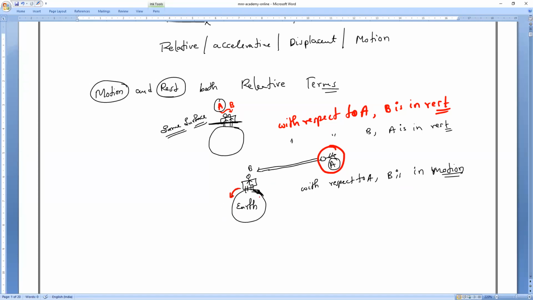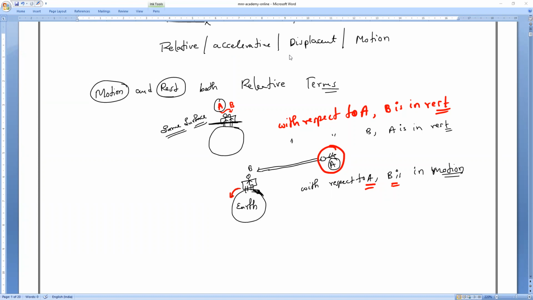So that is why, by that time, I can say with respect to A, B is in a state of motion. Everybody, motion. State of motion. Clear or not? All of you understood? Please respond. Yes, sir. Any doubt? Anybody can ask me. So this is a very, very important concept. That's the reason I'm stressing it this much.